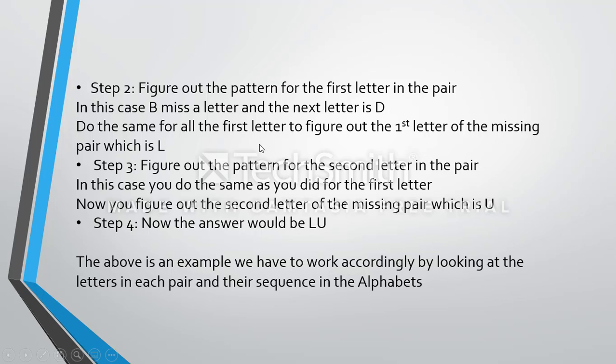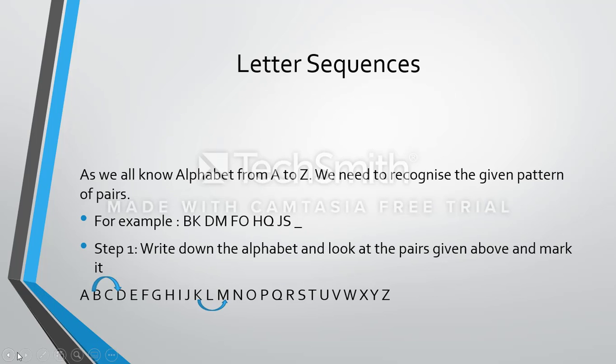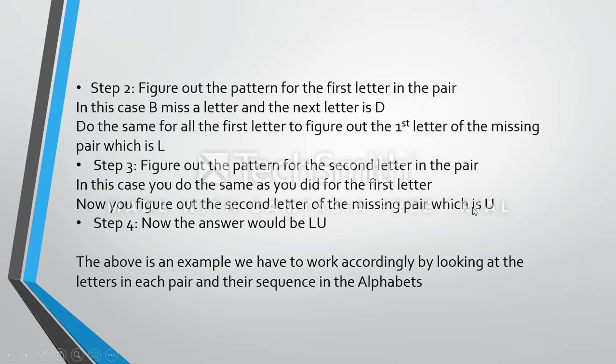Step 3. Figure out the pattern for the second letter in the pair. In this case, you do the exact same thing because it was the exact same pattern as we did for the first letter. And in this case, the missing second letter is U. So now the answer would be LU. The above is an example. You have to work accordingly.